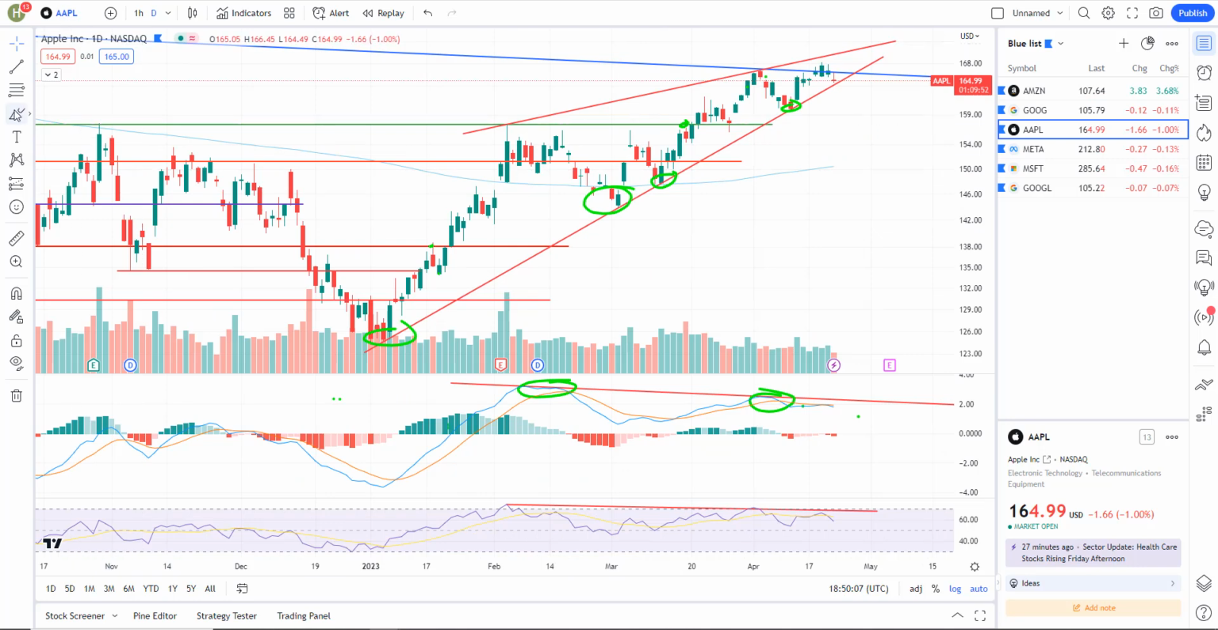And we also have confirmed negative divergence, helping us know that the probability to break to the downside is very likely. Momentum has been dropping off on the PPO and the RSI, and we've been building within this bearish rising wedge pattern.